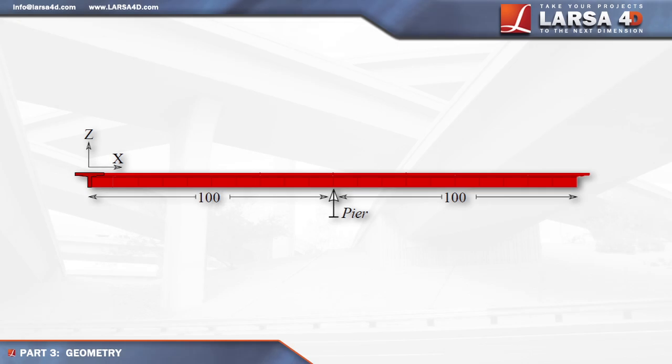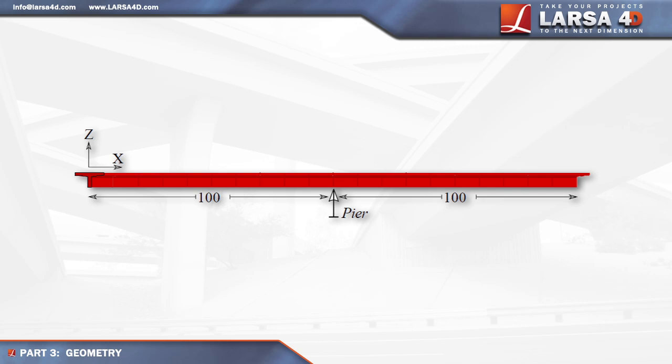In this video, we'll lay out the geometry of our straight bridge along the global x-axis starting at 0. As seen in the diagram, the bridge pier will be at 100 feet, the final abutment is located at 200 feet, and the elevation axis will be the global z.